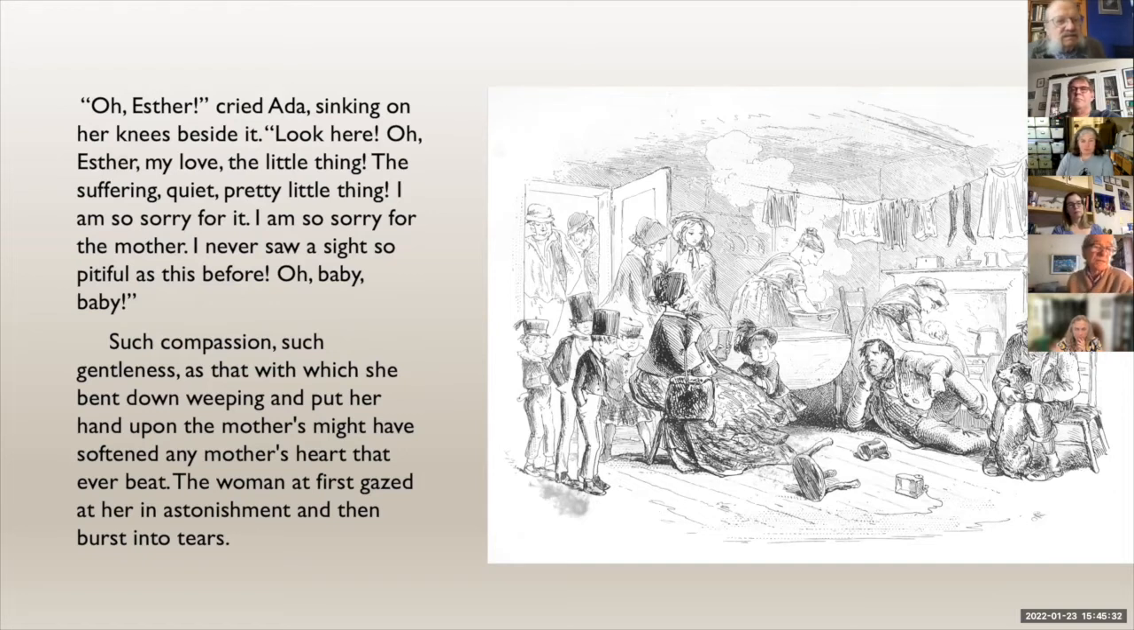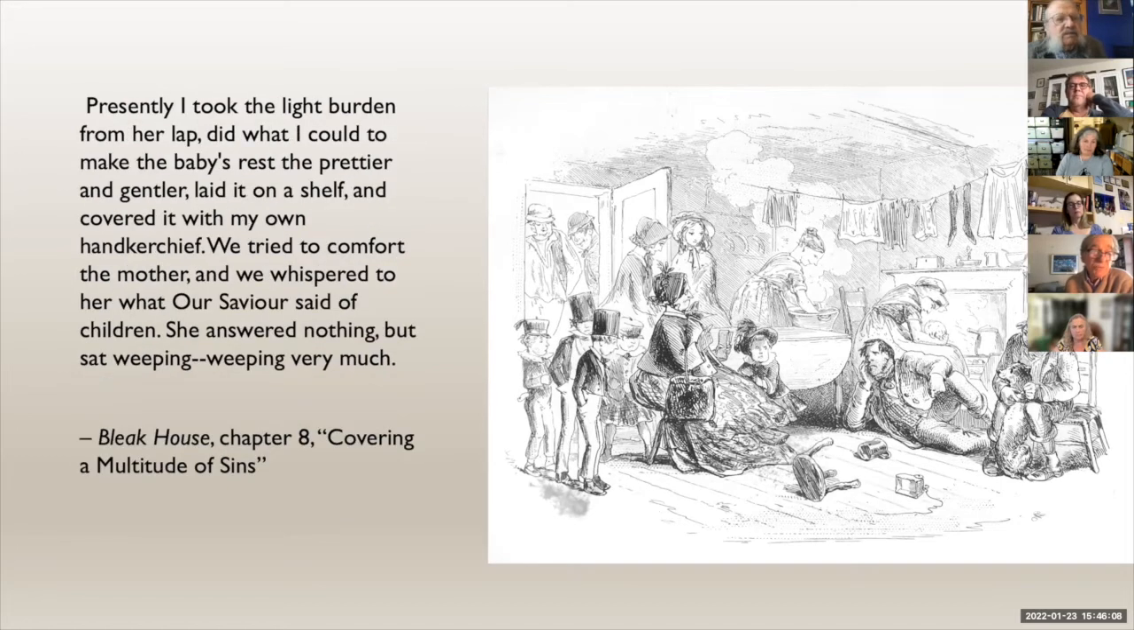Oh, Esther, cried Ada, sinking on her knees beside it. Look here, oh, Esther, my love, the little thing, the suffering, quiet, pretty little thing. I am so sorry for it. I am so sorry for the mother. I never saw a sight so pitiful as this before. Oh, baby, baby. Such compassion, such gentleness as that with which she bent down, weeping and put her hand upon the mother's, might have softened any mother's heart that ever beat. The woman at first gazed at her in astonishment and then burst into tears. The next one. Presently, I took the light burden from her lap, did what I could to make the baby's rest the prettier and gentler, laid it on a shelf and covered it with my own handkerchief. We tried to comfort the mother and we whispered to her what our Savior said of children. She answered nothing, but sat weeping, weeping very much.